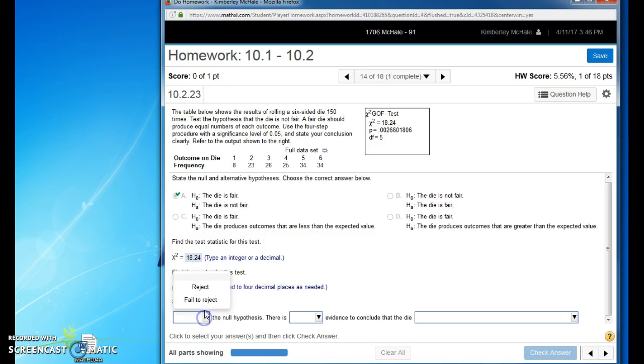And so in this case, that's very small. I will reject the null hypothesis. So there is sufficient evidence to say that the die is not fair.